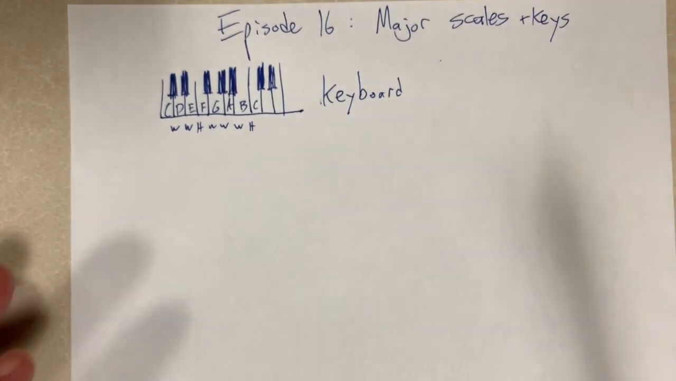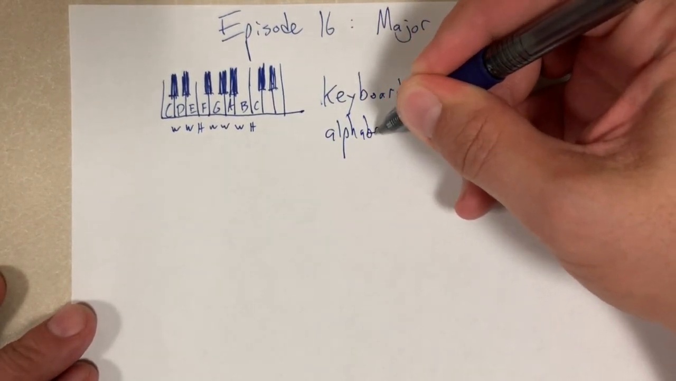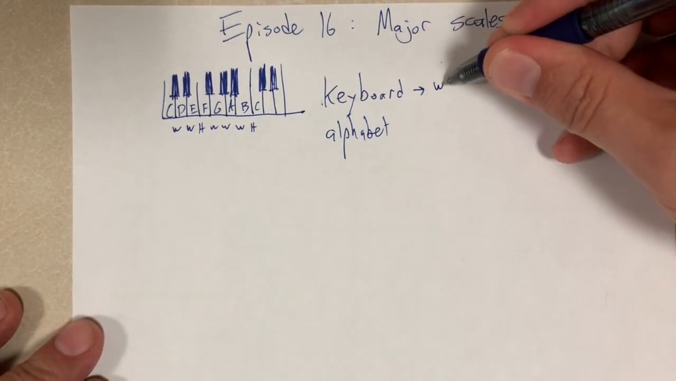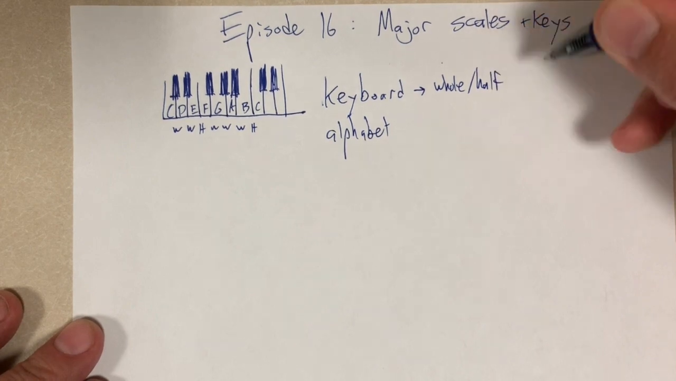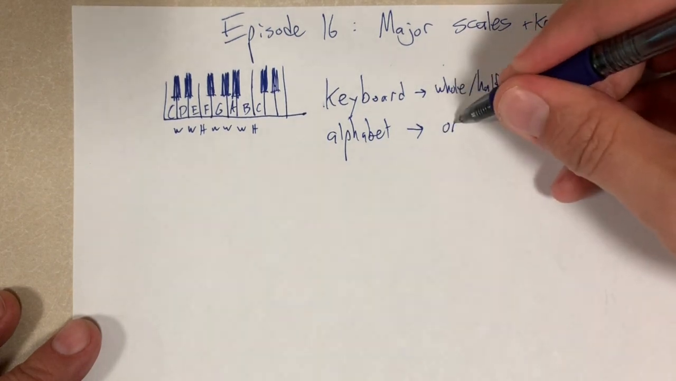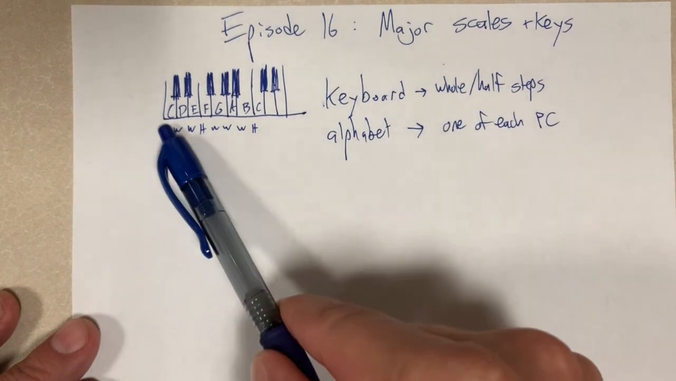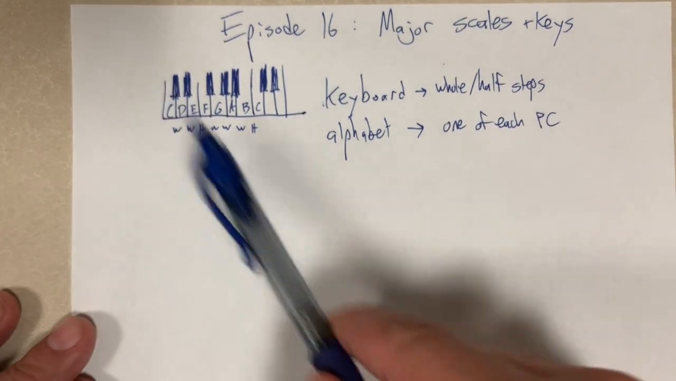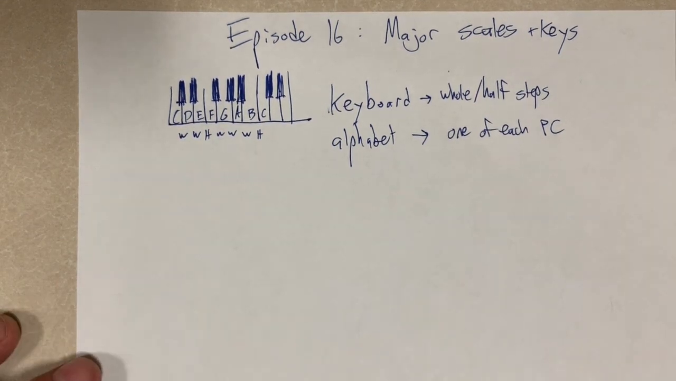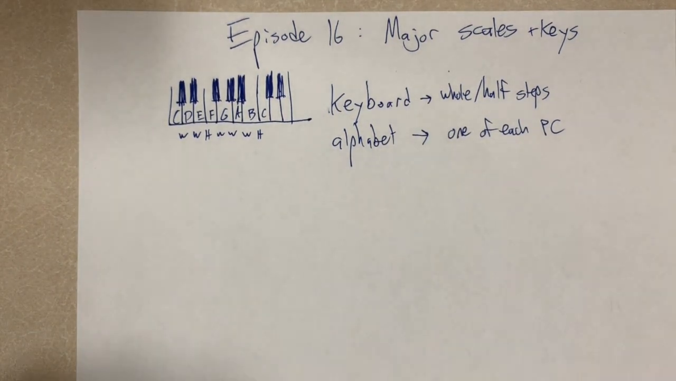So you got to know the keyboard, and you have to know your alphabet. That's easy enough. That's it. You need to know the keyboard to know the whole and half steps. And you have to know the alphabet because every single scale has to have 1 of each pitch class. Remember, a pitch class is like all the C's. C4, C5, C3, C2. All the C's as a group form the pitch class C. Okay. That's all you really need to know, and you can form any major or minor scale.